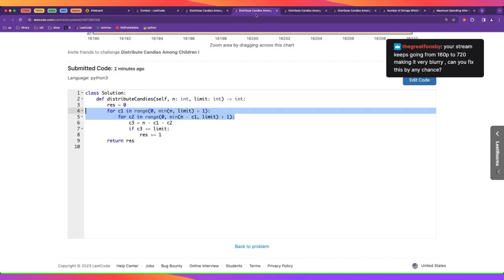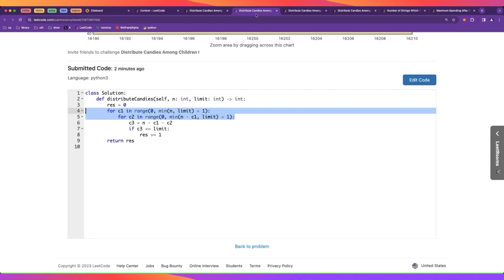Your stream keeps going from making it very blurry. Can you fix this by any chance? Well, thanks for letting me know. I don't know how to fix this, but I'll research later. If you have any suggestions, I can try them out. Otherwise, I'll look into it afterwards.